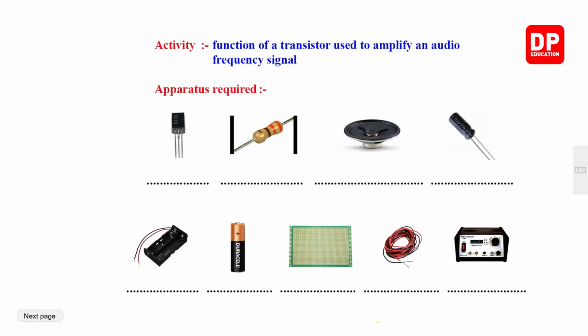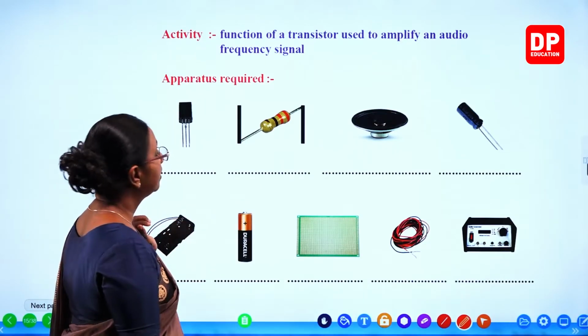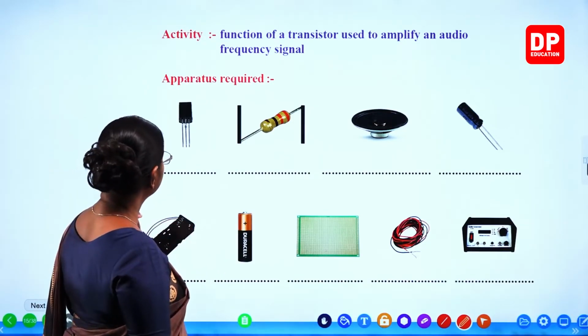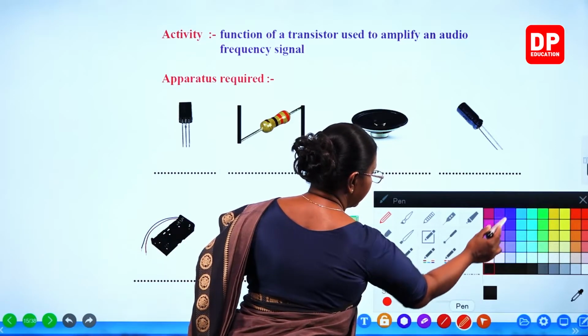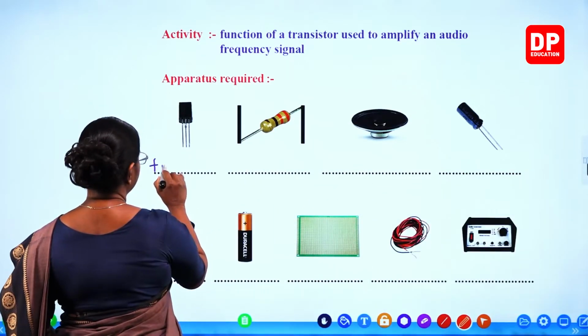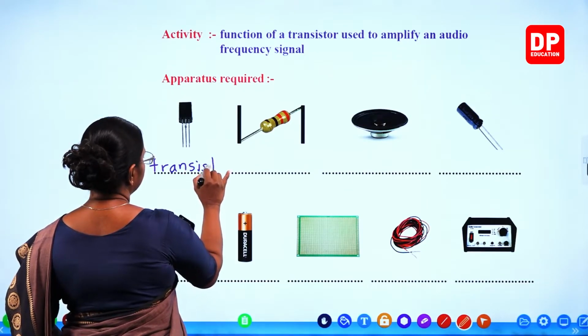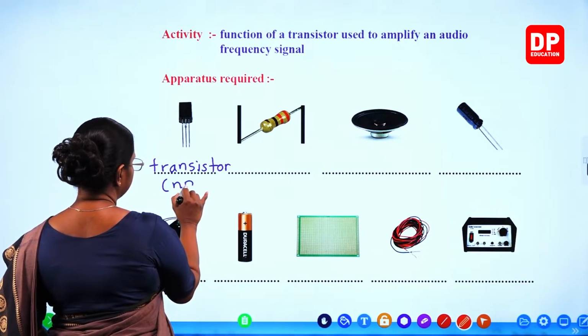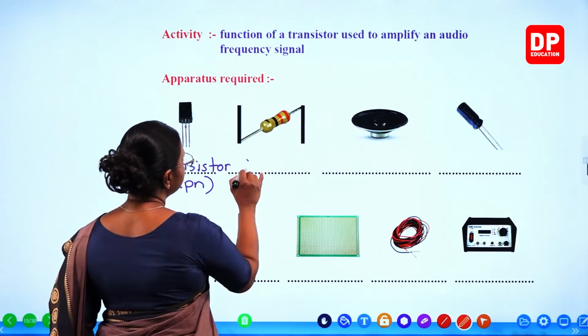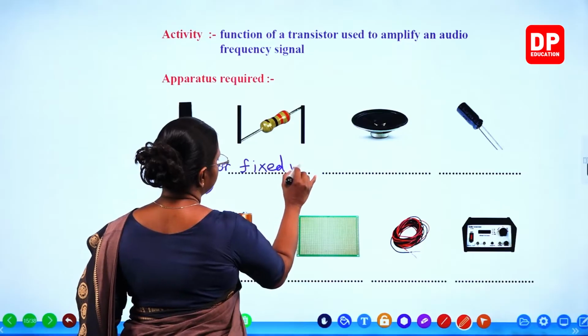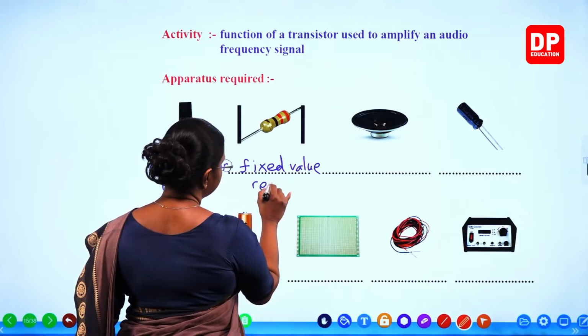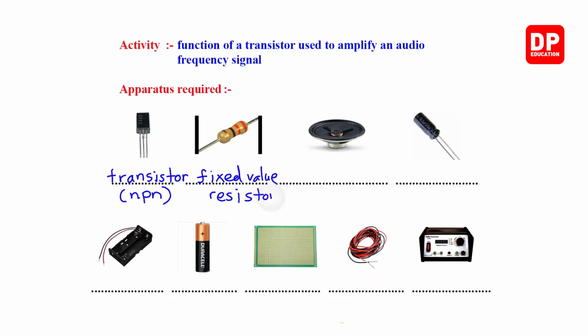So here I have the activity: function of a transistor used to amplify an audio frequency signal. To do that, we have all these apparatus that are needed. If we identify them, this is the transistor that we need. Transistor, again NPN. Then we need a fixed value resistor. Earlier we used the volume control, that's a variable resistor, but here we are using a fixed value resistor. Then we use a speaker.